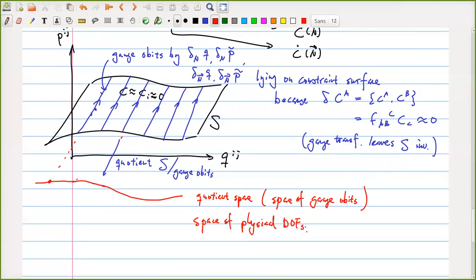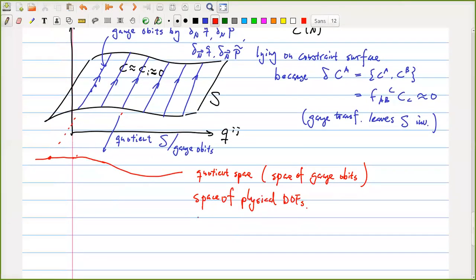Because the degrees of freedom along the gauge orbit are physically equivalent, once we do the quotient, every point on the quotient space is a physical degree of freedom, the real degree of freedom in physics. There are many names for this space. It is also called the reduced phase space. This name is the most important one: reduced phase space, P reduced.